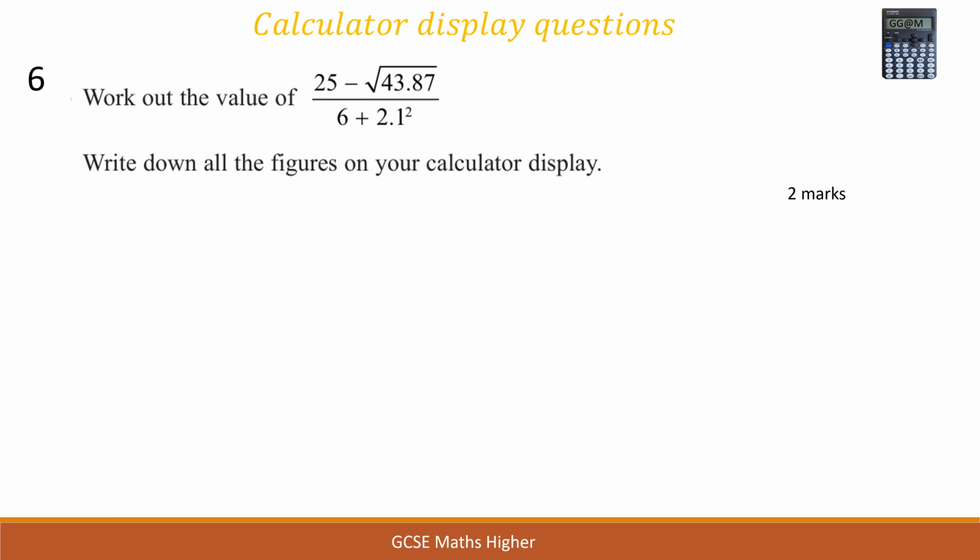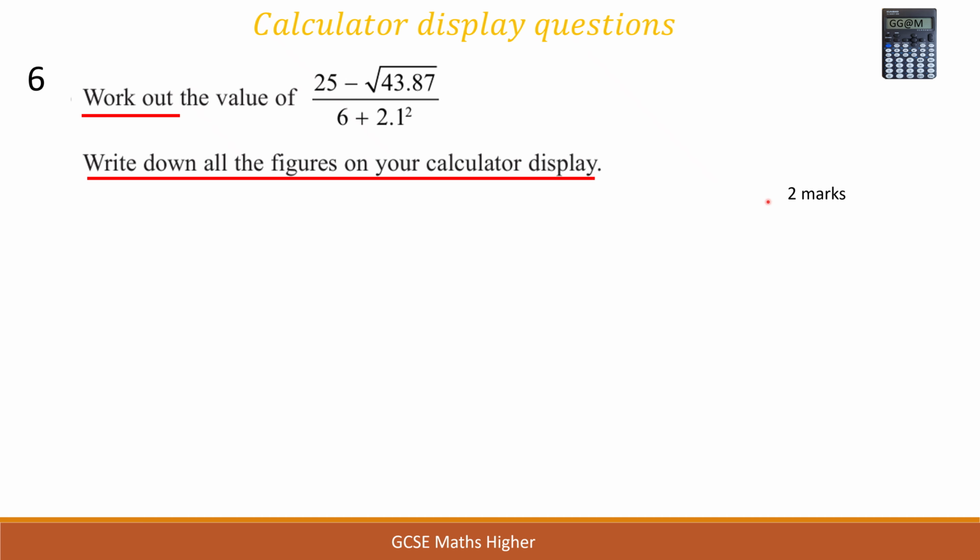Now, calculator display questions are guaranteed to come up on a calculator question because you have to work out the value of this sum here and you've got to write down the calculator display. So the keywords are work out, and then you've got to write down all the figures on your calculator display. It tells you to use your calculator and you literally type it in what you see on the calculator and it will give you 2 marks.